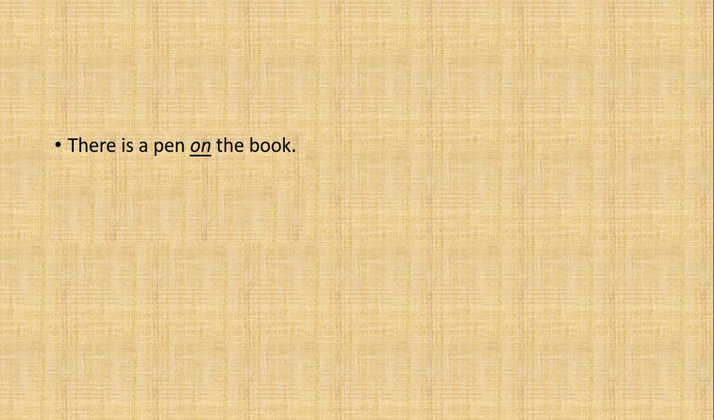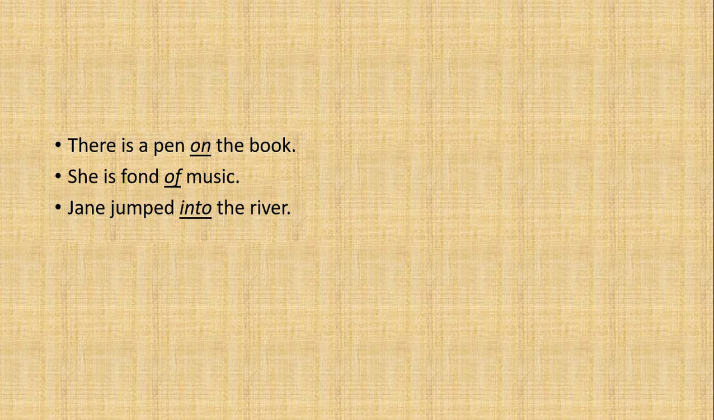There is a pen on the book. So here, on shows the relation between pen, that is a noun, and book, that is also a noun. In this sentence, she is fond of music. So of shows the relation between fond, adjective, and music, noun. And in the last sentence, Jane jumped into the river. Into shows the relation between jumped, that is the verb, and river, that is the noun. So in this example, on, of, into are examples of prepositions.